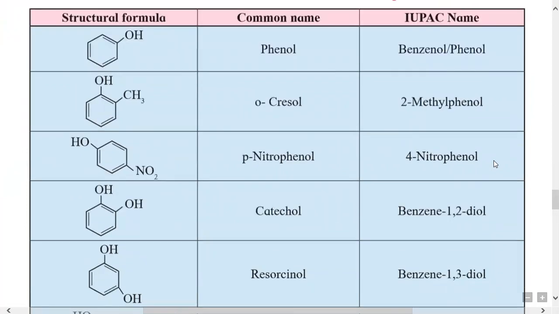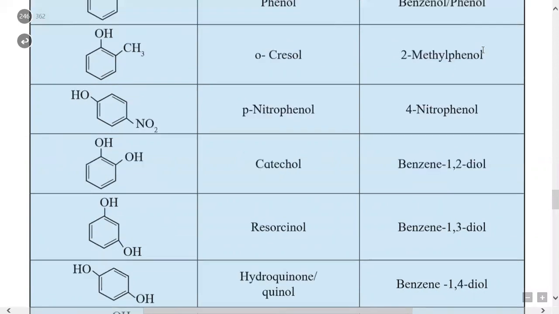So the first example is the benzene ring bonded with an OH group. This is commonly called phenol. And the IUPAC name can be given as phenol, or the suffix E from benzene, the name of the hydrocarbon, is replaced by OL, and the name obtained is benzenol. So the IUPAC name can be given as benzenol or phenol.